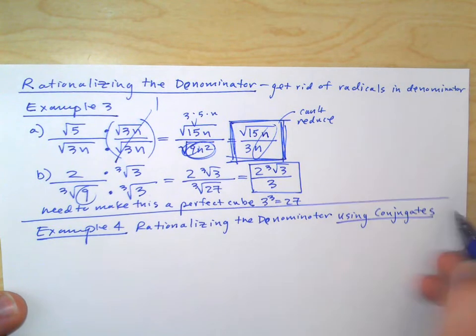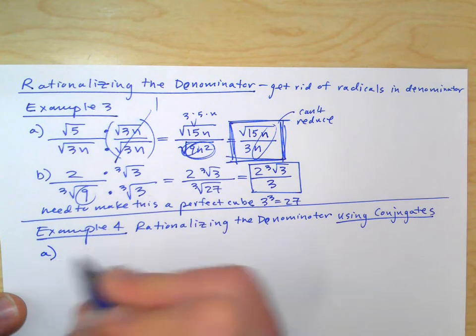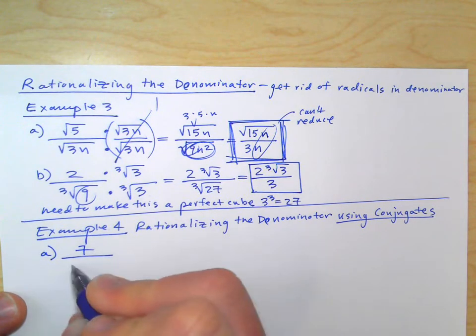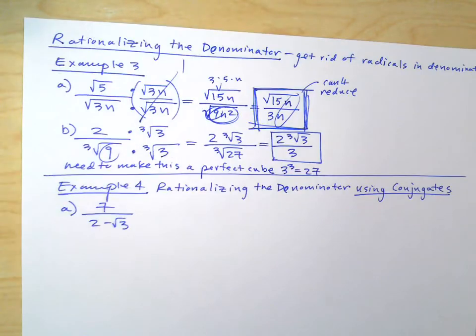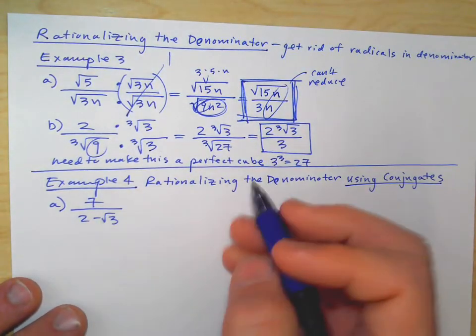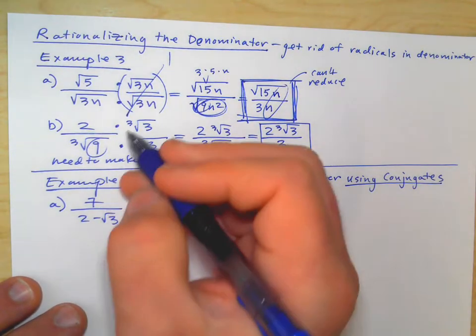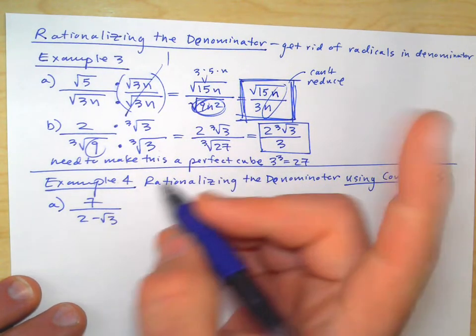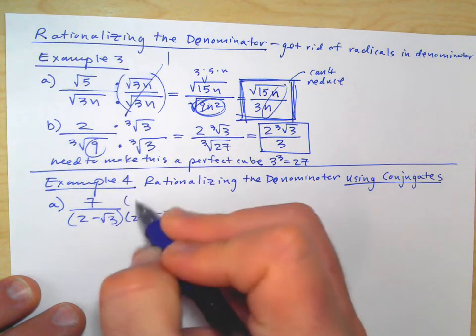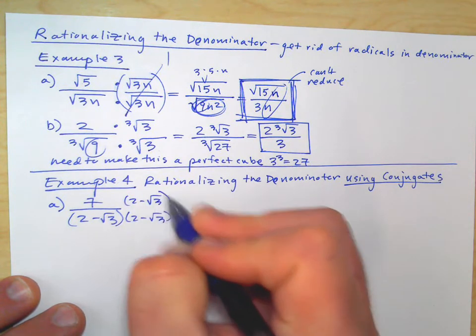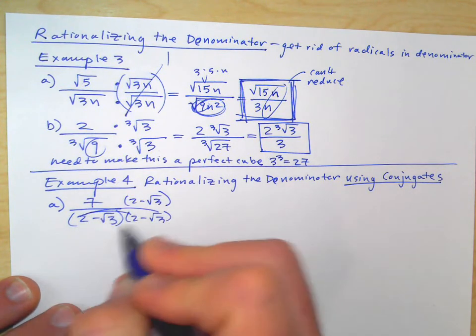So using conjugates, I'm going to show you what the issue is here. 7 over 2 minus root 3. Now, I'll show you how you might do this wrong. If we use the same trick that we did up here, people would be tempted to multiply it by the same exact thing, top and bottom. And if you did that, you'd have to FOIL it.